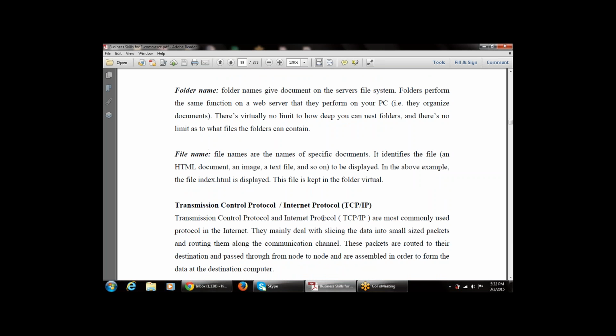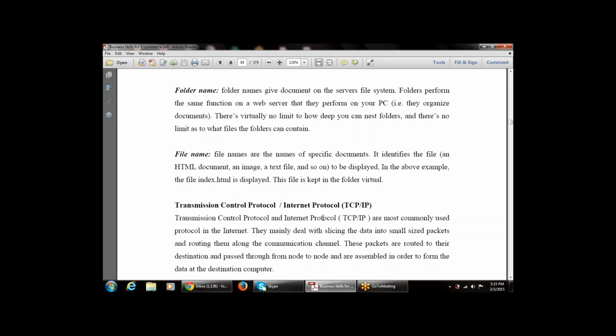They mainly deal with slicing the data into different size packets. That is the role of TCP/IP: dividing the main content into multiple chunks, small size packets. It does not transmit the whole data in one go, but splits the data into small packets and routes them along the communication channels.